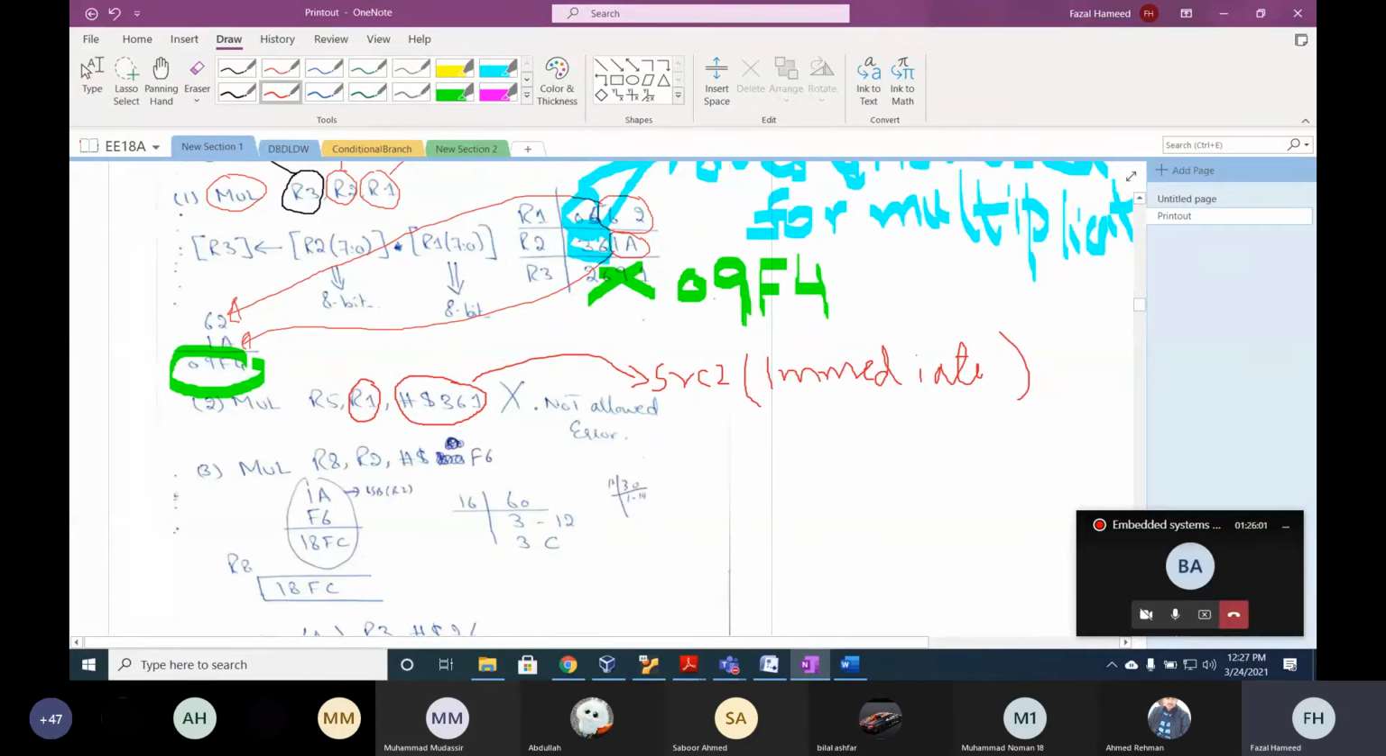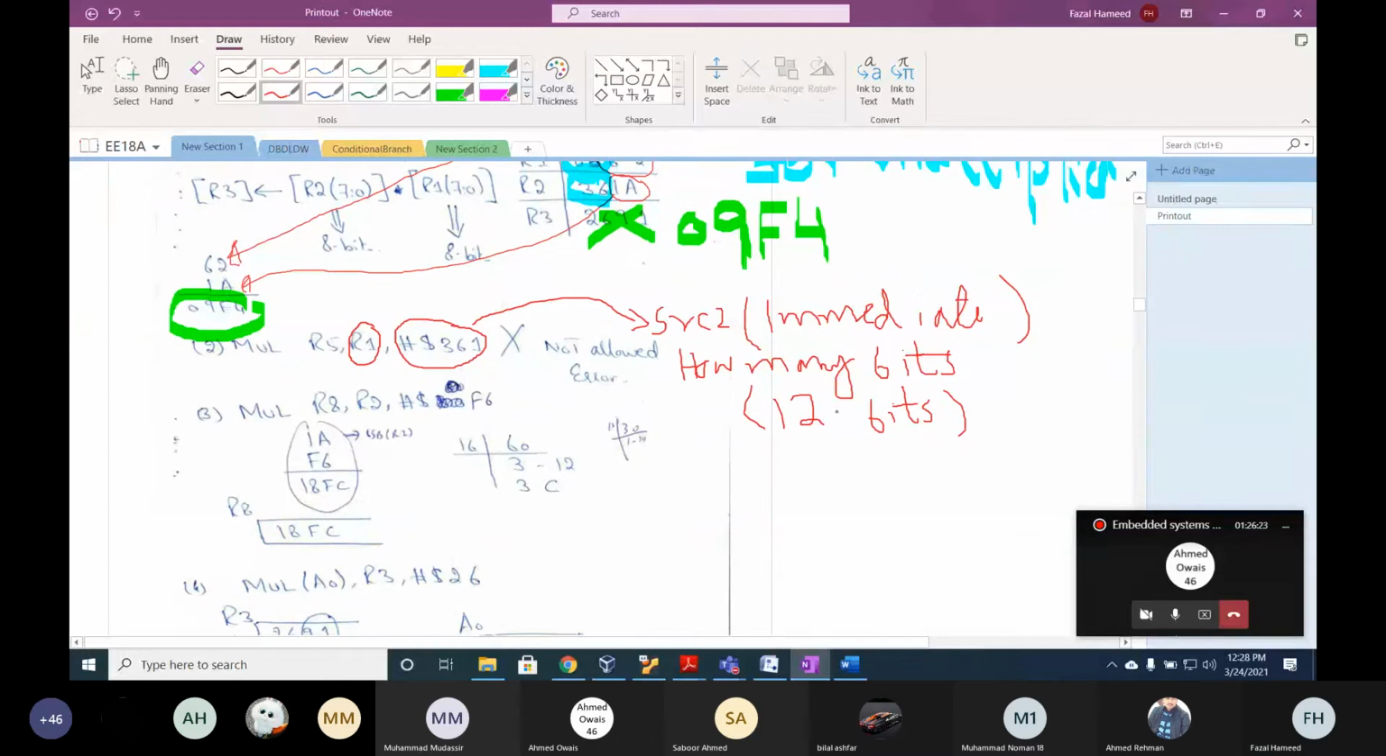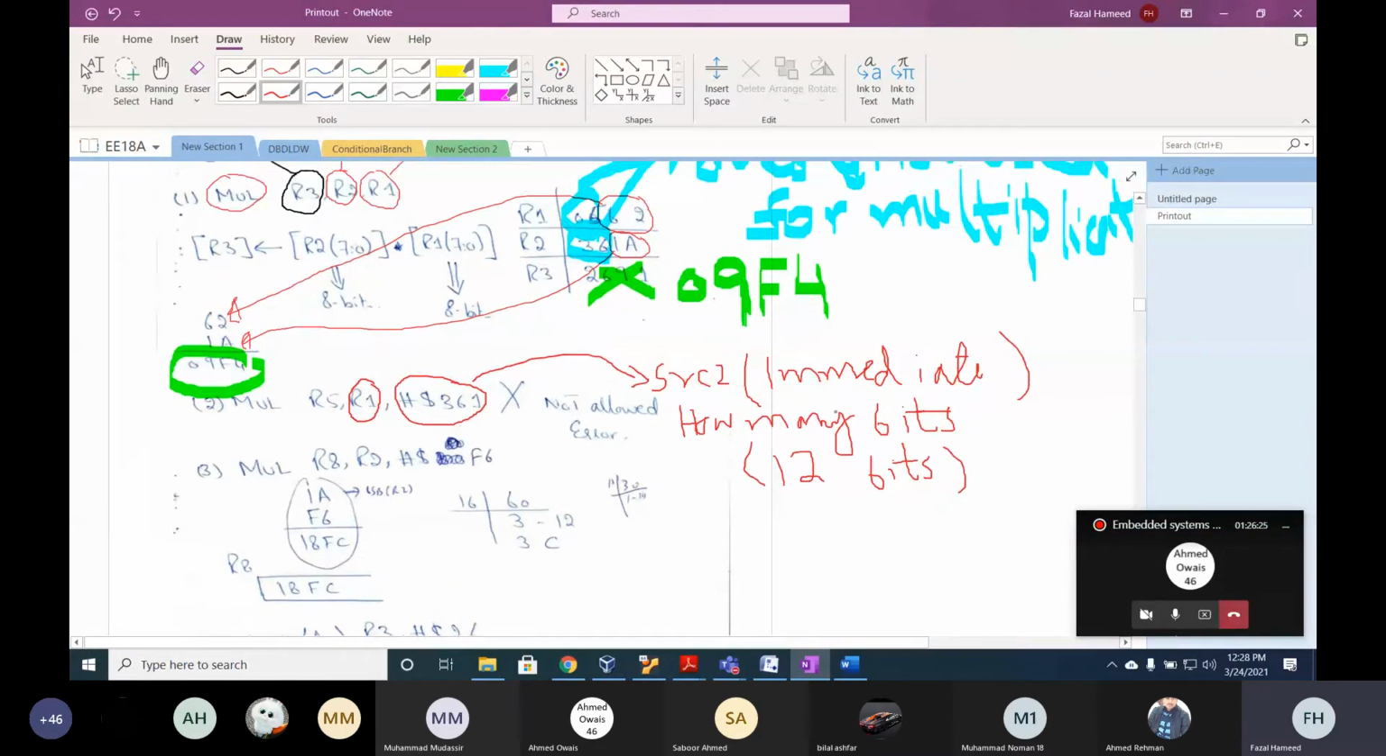Beta? 4 bits? No, 4, 4, 4 makes 12 bits. Yes, 12 bits. But the architecture supports a 12-bit operation multiplication or 8-bit multiplication? 8 bits. So it means it is an error. Understood?